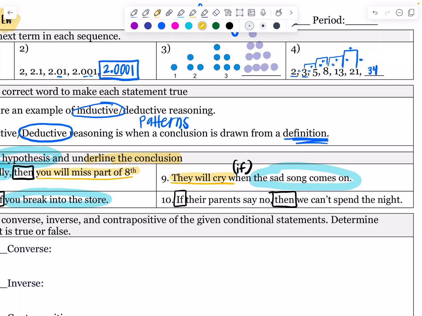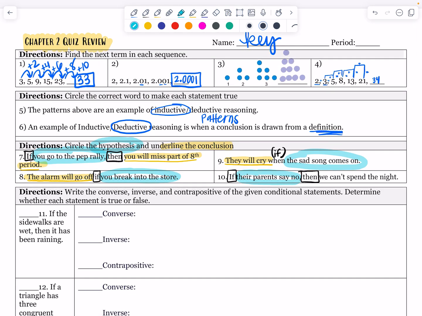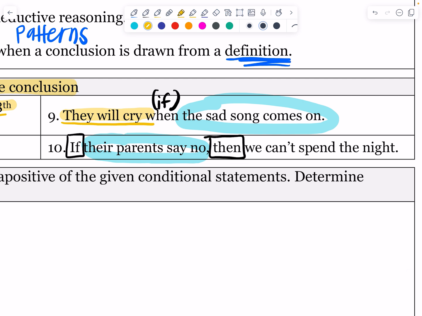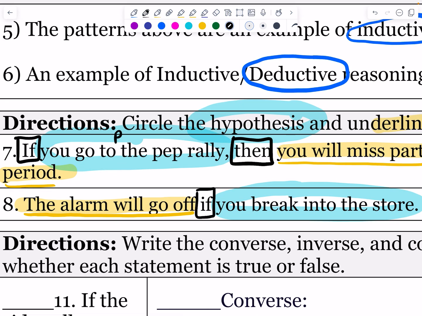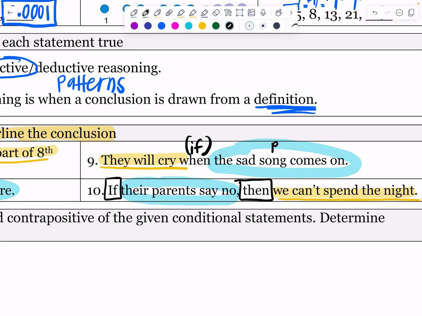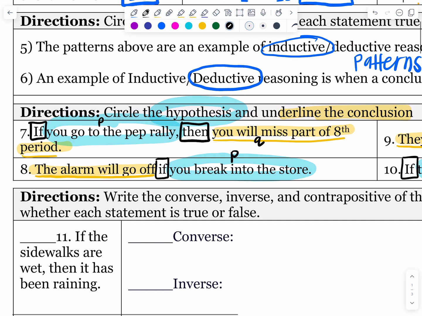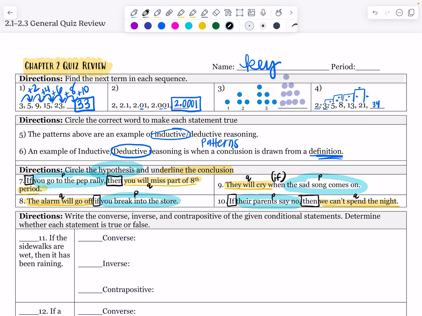All right, and then number 10 is written in a classic if-then form, like number 7 was. Their parents say no, then they cannot spend the night. We can't spend the night. So there's my hypothesis, there's my conclusion. If you wanted to label these with P's and Q's, you could. Here's my P, here's my Q. Here we go. Here's my hypothesis, here's my conclusion in yellow. So blue is my hypothesis, yellow is my conclusion. All right, now I will do a new video for the next section.